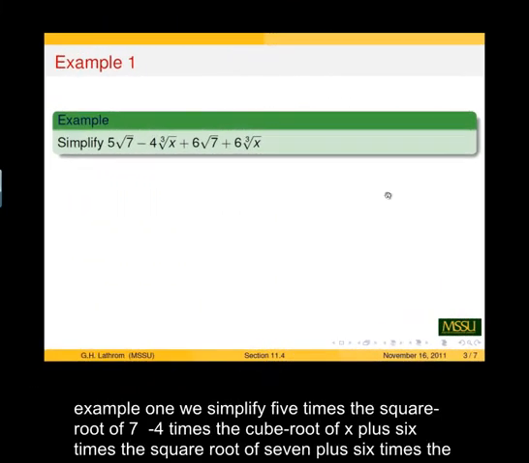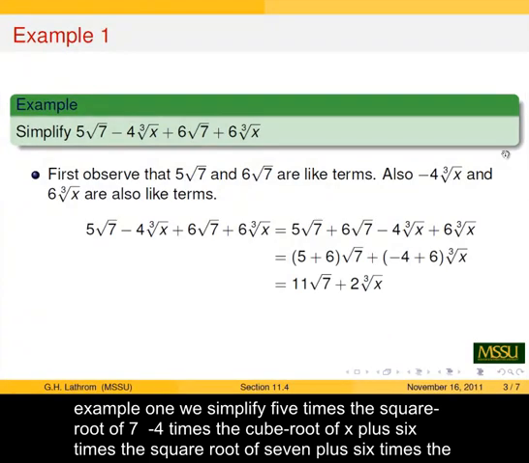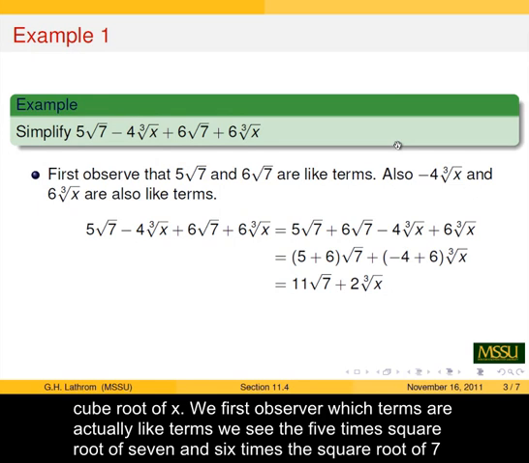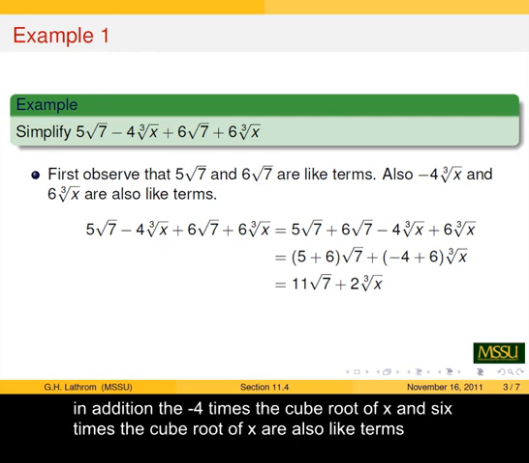Example 1. Let's simplify 5 times the square root of 7 minus 4 times the cube root of x plus 6 times the square root of 7 plus 6 times the cube root of x. We first observe which terms are actually like terms. We see that 5 times the square root of 7 and 6 times the square root of 7 are like terms. In addition, the negative 4 times the cube root of x and 6 times the cube root of x are also like terms.